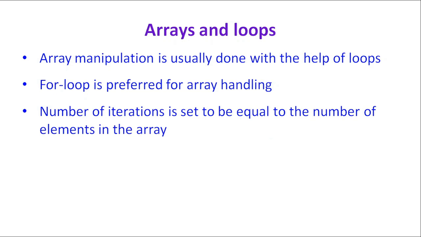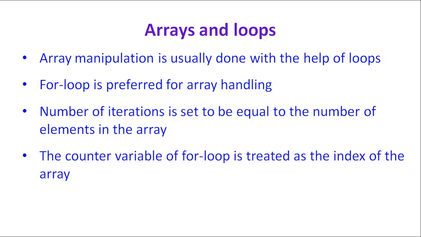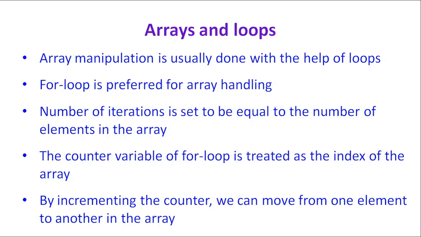As we have seen, for loops should be preferred whenever we know the number of iterations that the loop needs to run in advance. For an array manipulation, the number of iterations are always equivalent to the size of the array, so we generally prefer for loops with arrays. The counter variable of the for loop is used as an index of the array. As it gets incremented during each iteration, we can traverse the array from the first element to the last element.